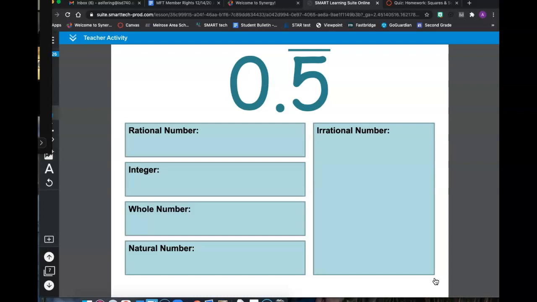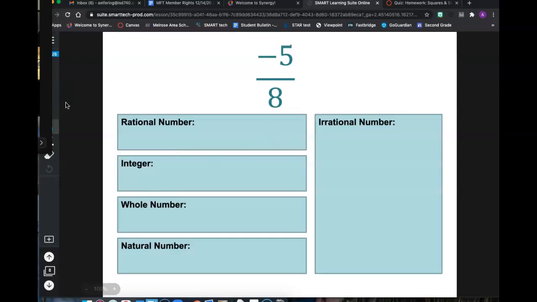Okay. This one you should have put as a rational number. This is rational. Repeating decimals are rational numbers. Okay, so if it's repeating, it's rational. It cannot be an integer, whole number, or natural number though, because they don't have decimals. Okay, here's the next one. Yep, our homework is going to be kind of just like this.